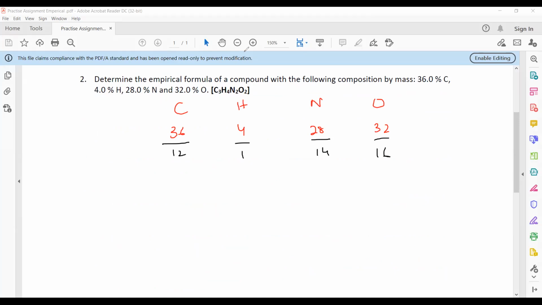36 divided by 12, so our answer will be 3. 4 divided by 1, our answer will be 4. 28 divided by 14, our answer will be 2. And 32 divided by 16, our answer will be 2. That is step 1.